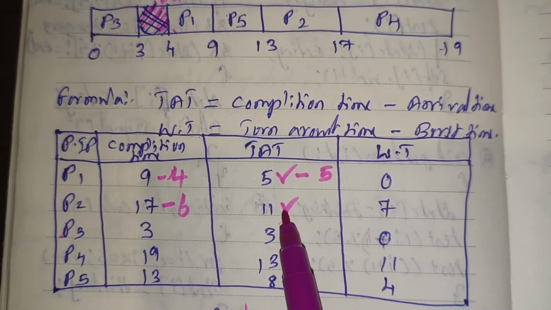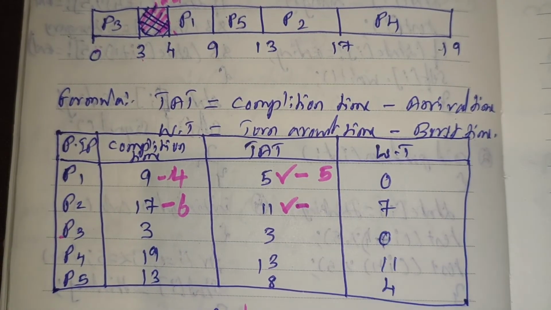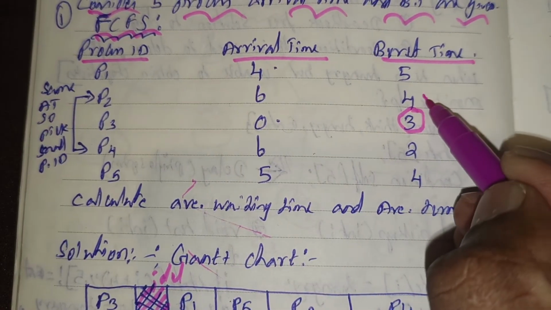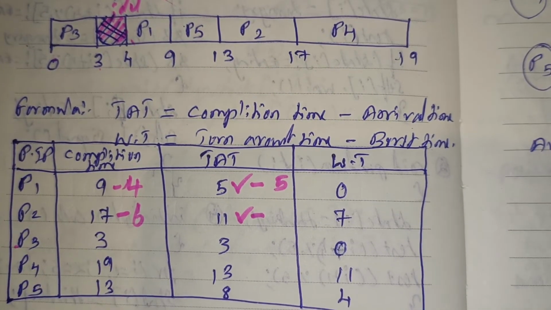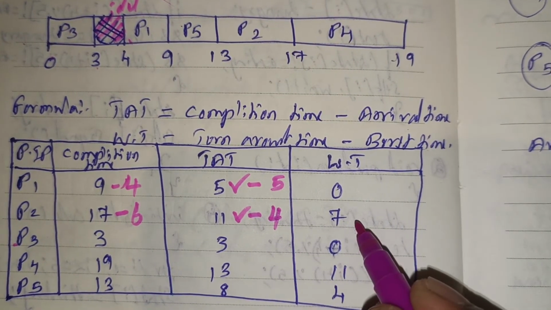So here the turnaround time for P2 is 11 minus the burst time. What is the burst time for P2? You can check it here. The burst time for P2 is 4, right? So here you can check it: 11 minus 4, the answer is 7, right?